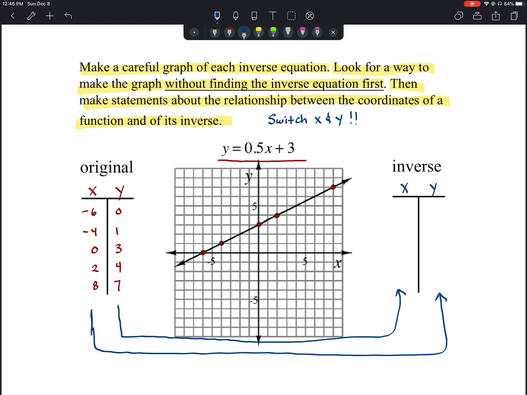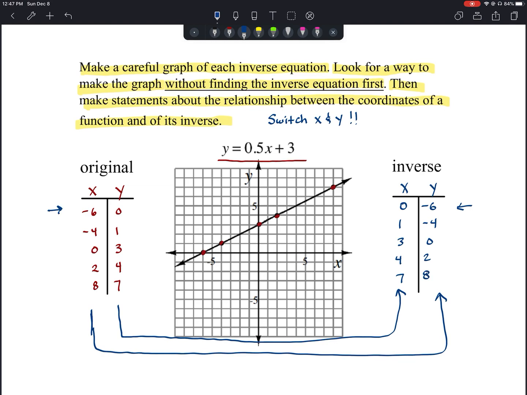Now we're just going to switch x and y because all of the points that we have, we can just switch them to make it 0, -6. If -6, 0 is on the original, that means 0, -6 is on the inverse. And the same thing with the rest of the points. So you can go ahead there and just record all of those points. 1, -4, 3, 0, 4, 2, and 7, 8.